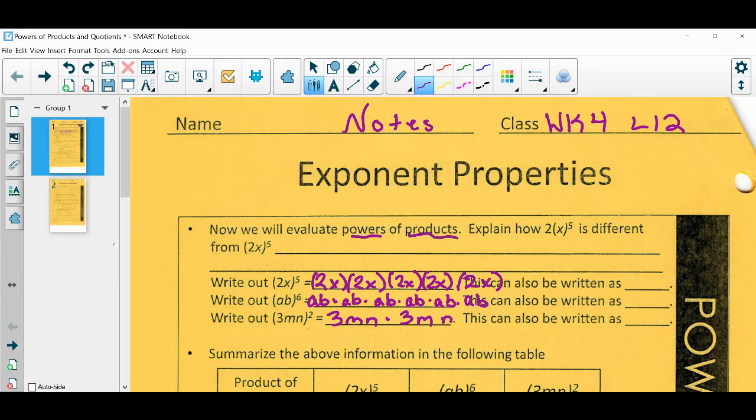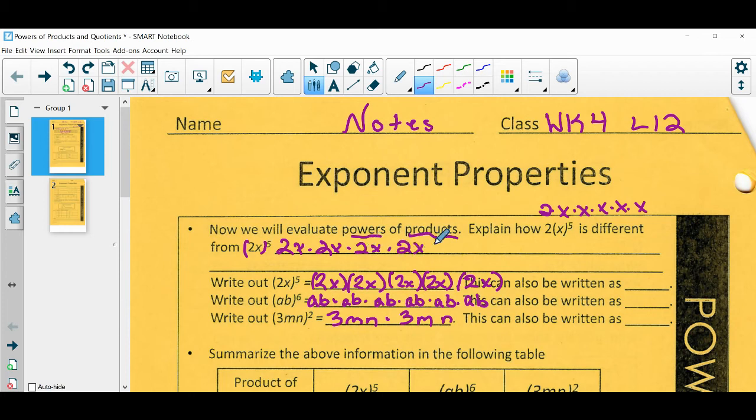I've kind of got a head start on you here, but first thing is to think about how this expression, 2 times x to the 5th, is different from the quantity of 2x to the 5th. So these parentheses, remember right here, are really important. This means 2 times 5 factors of x, whereas this means 5 factors of 2x. So those parentheses are important because they mean raise everything inside of them to that power.